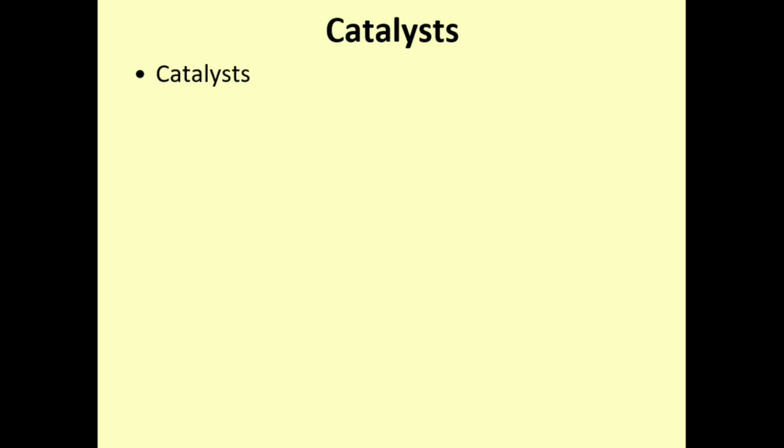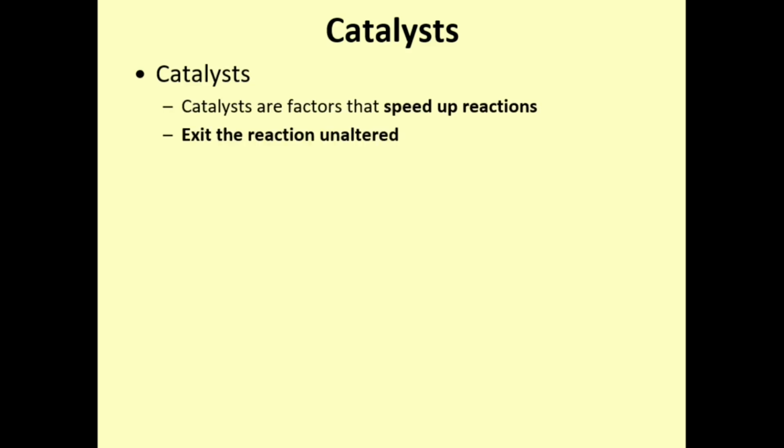So what are catalysts and what do they do? Well, catalysts are factors that speed up chemical reactions. And this is something that I'd imagine a lot of people know. So if you ask them what a catalyst is, they will know that they speed up chemical reactions. But one thing that is often overlooked is the second point you can see there, that they exit the chemical reaction unaltered or unchanged. So that's a really important aspect of how catalysts do the things that they do.